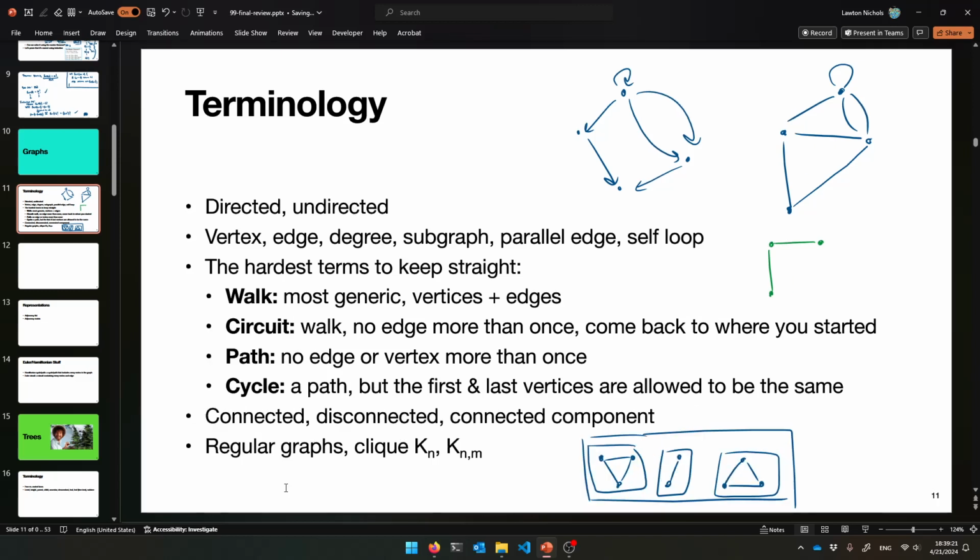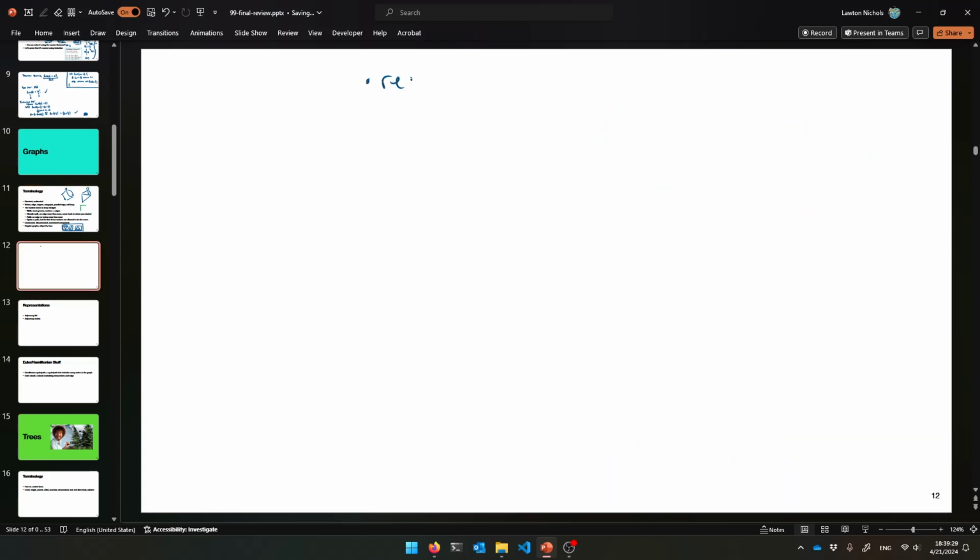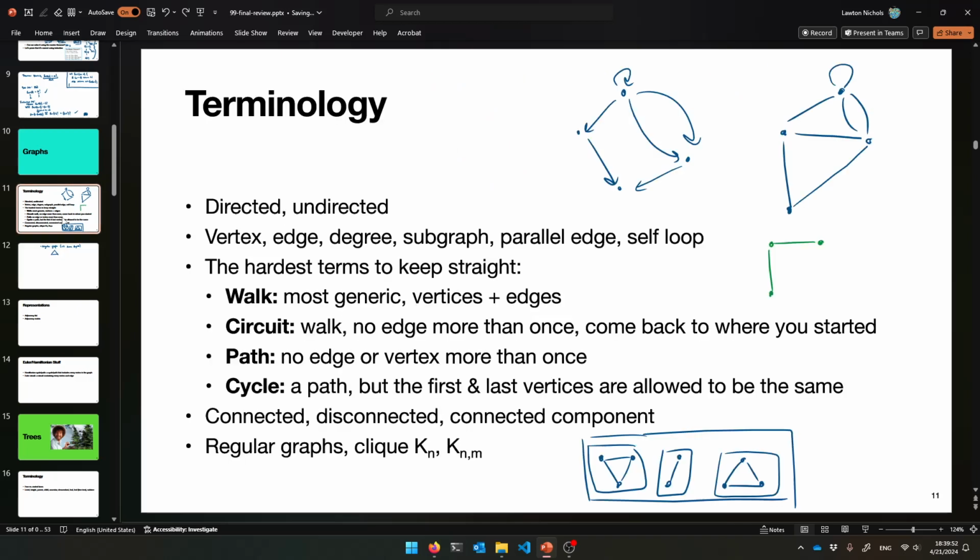Okay? So let's talk about regular graphs and then some other terms. So a regular graph is when every node has the same degree, all the same degree. Okay? So for example, this graph. Everybody's got the same degree. Degree 2, degree 2, degree 2. That's what it means to be a regular graph. They all got the same degree.